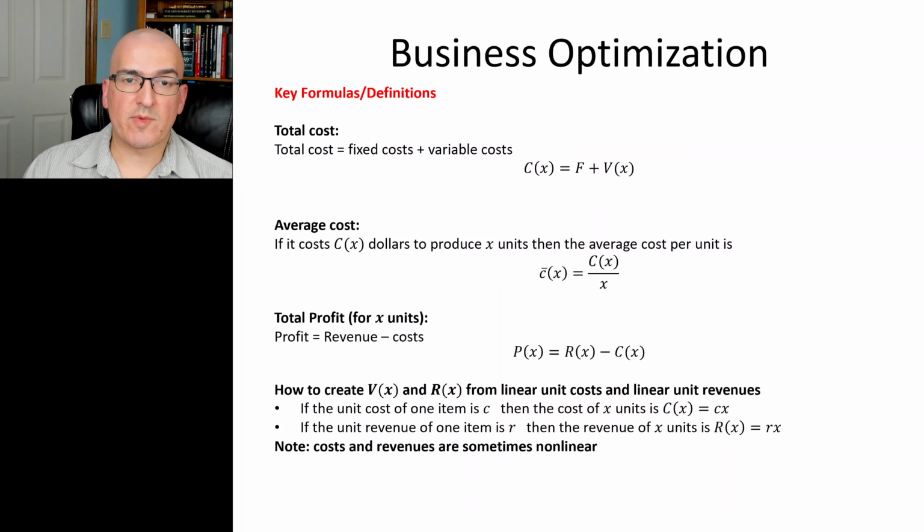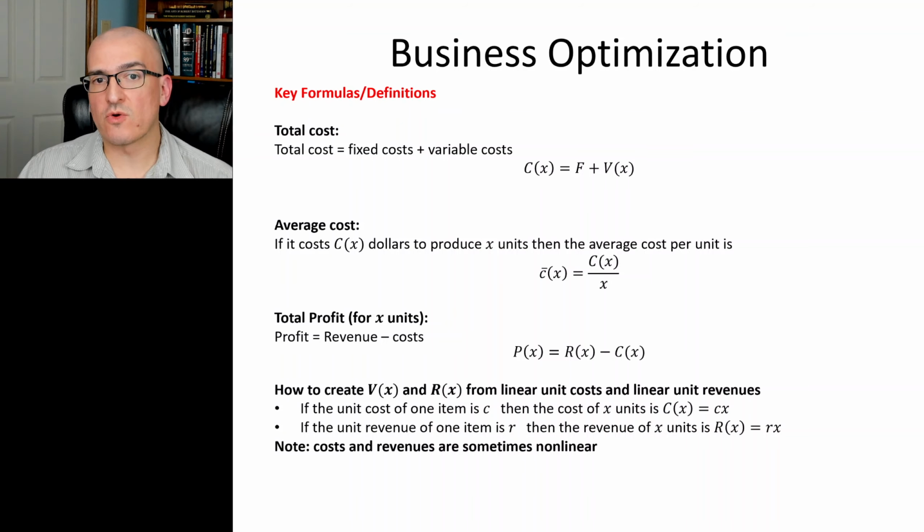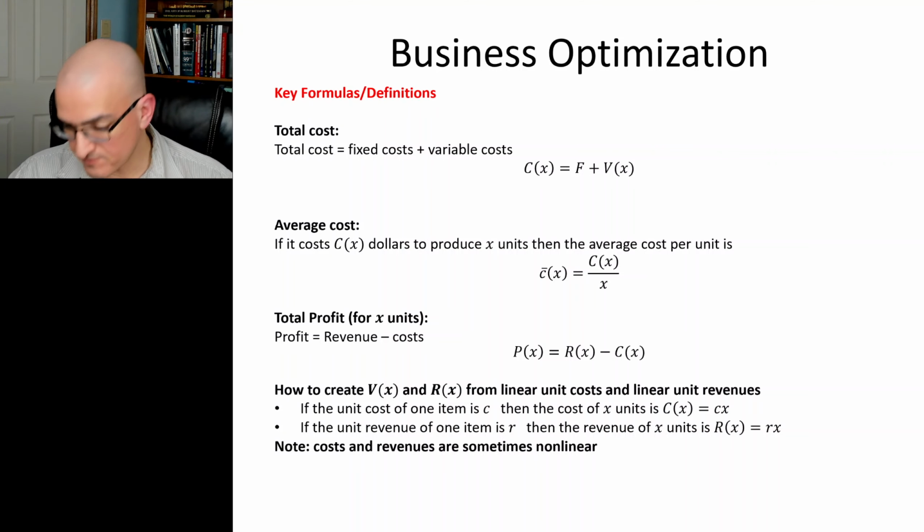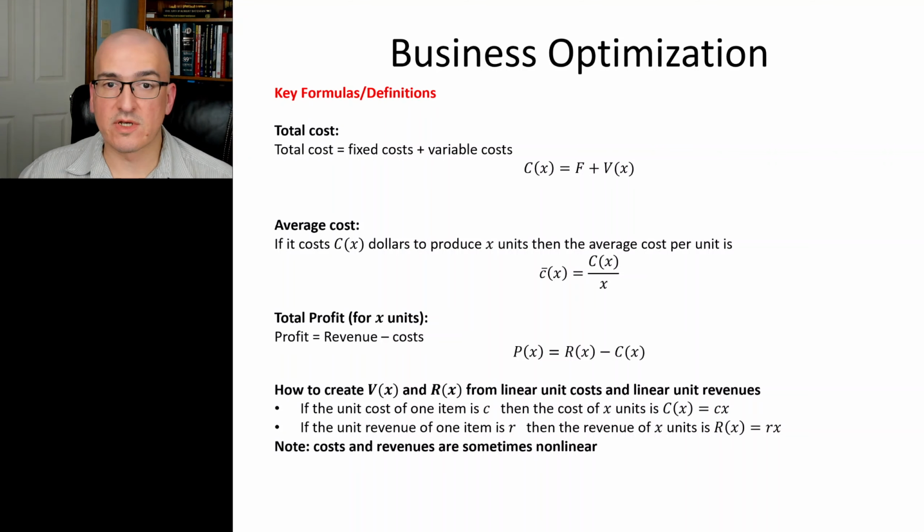Revenue is the same. If you're given a unit revenue, like how much money do you bring in for each unit sold? So let's say you bring in $1 for each one that you sell. How much would you make if you sold 20? Well, it would be 20 times 1. How much would you make if you sold X of them? It'd be 1 times X, or whatever X is equal to. Now, just as a comment, sometimes costs and sometimes revenues are linear, like here, and sometimes they're nonlinear.